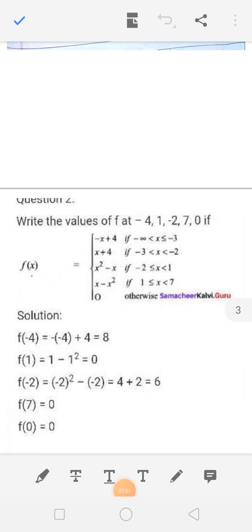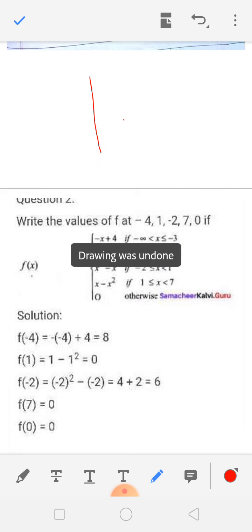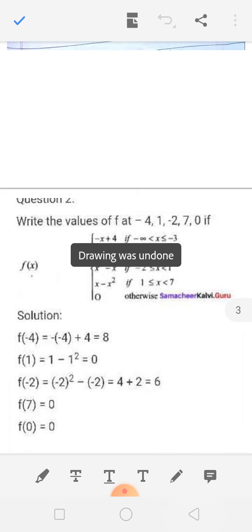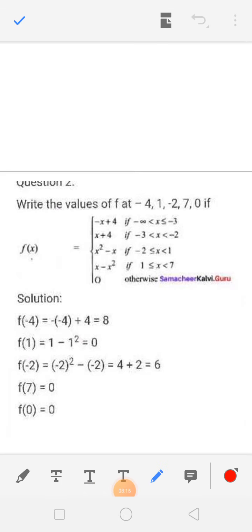Okay. Next, this is exercise 1.2. Note down clearly, this is 1.2. Yeah, this is 1.2. Okay, this is a simple one.